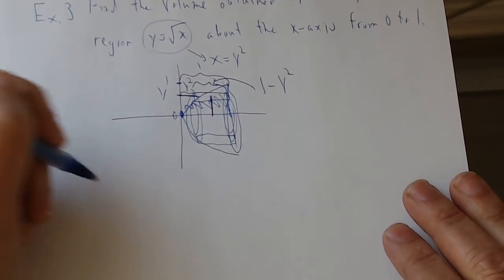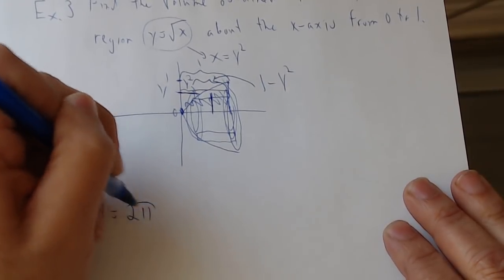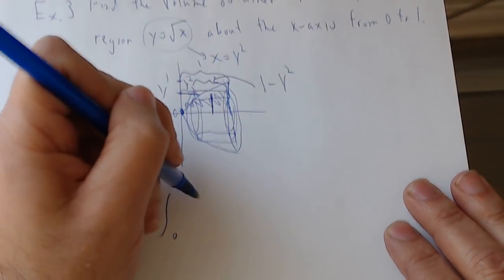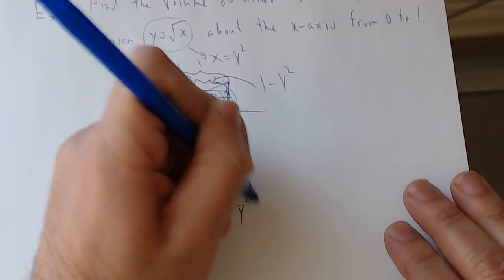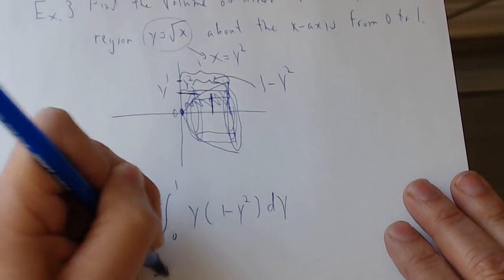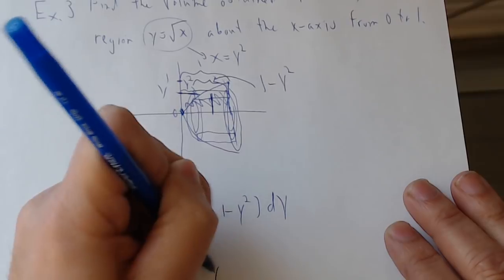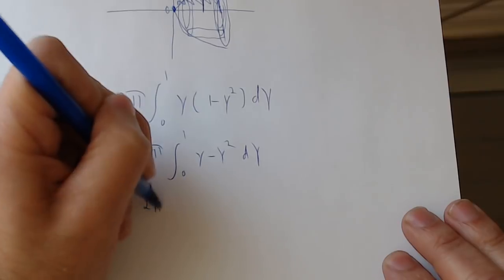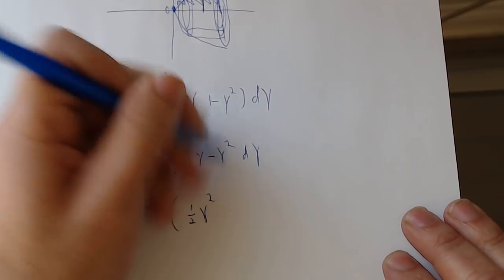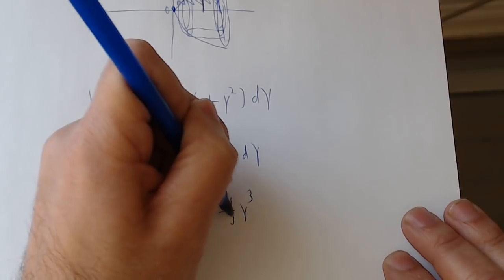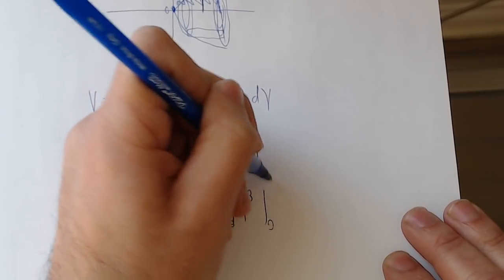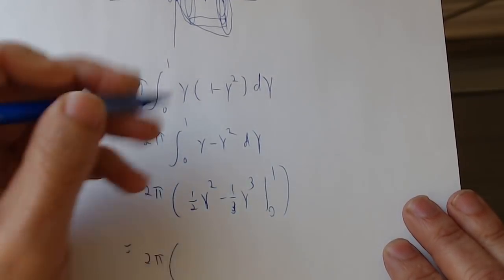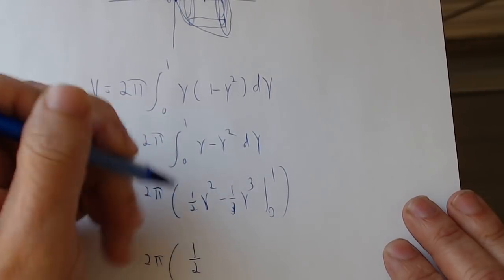So the volume for this guy would be 2 pi integral from 0 to 1. Remember, these are my y values. And then it'll be y times 1 minus y squared dy, which becomes 2 pi integral from 0 to 1, y minus y cubed dy. And then now I could integrate this, which is 2 pi times 1 half y squared minus 1 third y cubed from 0 to 1. Which this gives me what? It'll be 2 pi times 1 half.